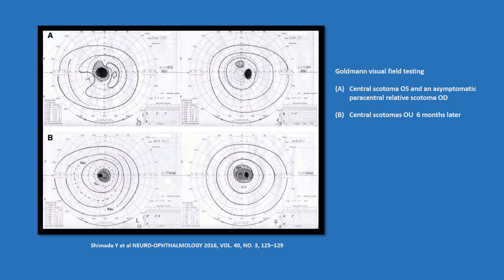This figure shows Goldmann visual field testing in a patient with LHON. In A, there is a central scotoma on the left and an asymptomatic paracentral relative scotoma on the right. In B, there are bilateral central scotomas 6 months later.